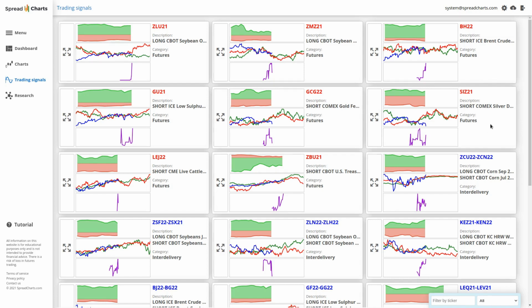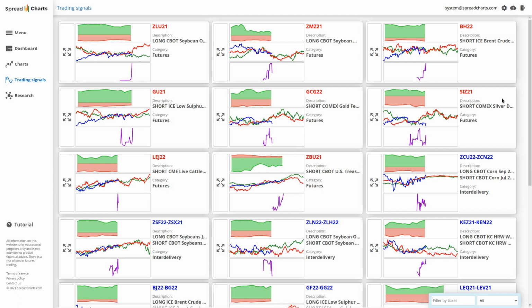In the top right corner of each tile is the ticker. There are basically two types of signals. The signals on outright futures, made out of a single contract, naturally. And the second type are signals on interdelivery spreads made out of two legs, two individual contracts, one long and the second short.